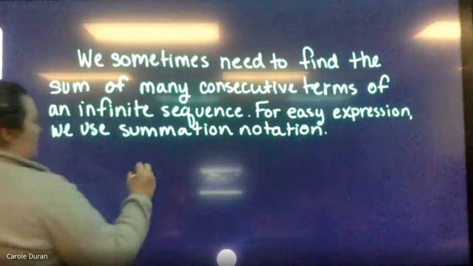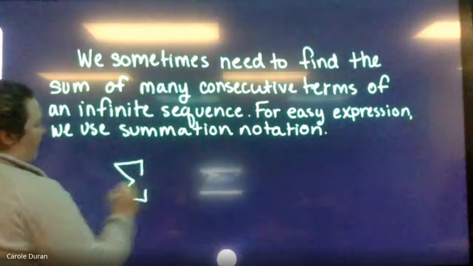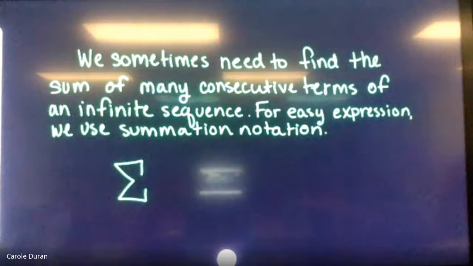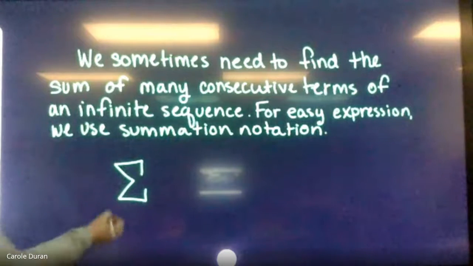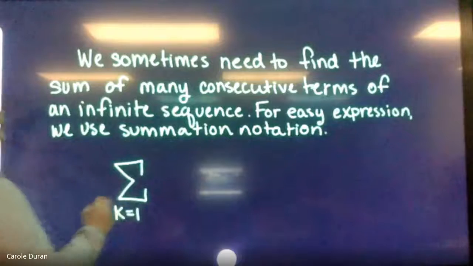So summation notation is a capital E. Oh, I know. It's not an E. It is. That's a bent paperclip.